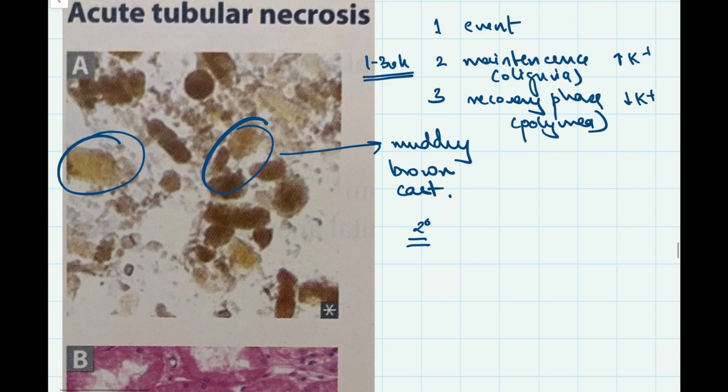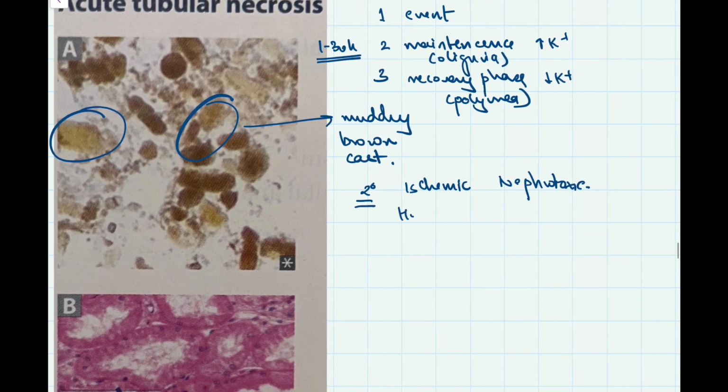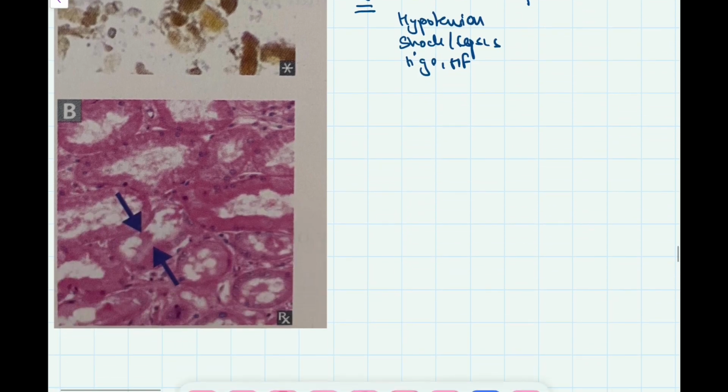The secondary causes of ATN can be either ischemic causes or nephrotoxic causes. Right, so ischemic causes like hypotension, shock, sepsis, hemorrhage and heart failure. So what happens is that it leads to the death of tubular cells, and these tubular cells slough off into the tubular lumen and they form the cast. Here we can see in the image the pink tubular cells that are present in the lumen of a tubule. Most susceptible to damage are the PCT and the thick ascending loop.